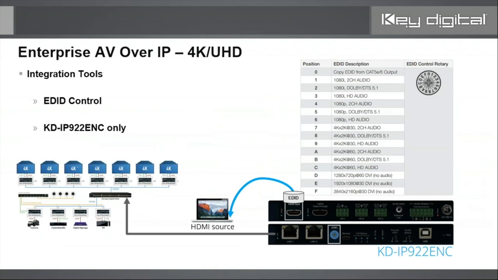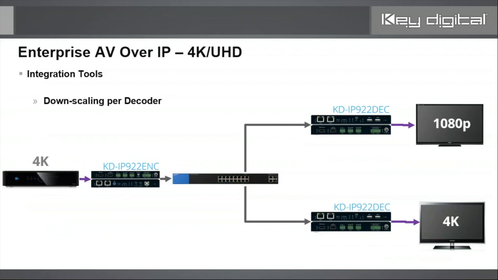Of course, our system has EDID management as well, and a very nice feature is that we can downscale an incoming 4K signal to 1080p at the decoder so that you could send 4K content to all of your 4K monitors and down convert the content to 1080p at the 1080p monitors only, so it enables you to integrate with legacy monitors much more easily.